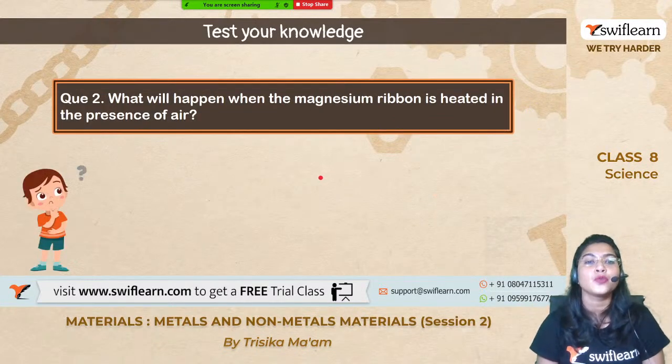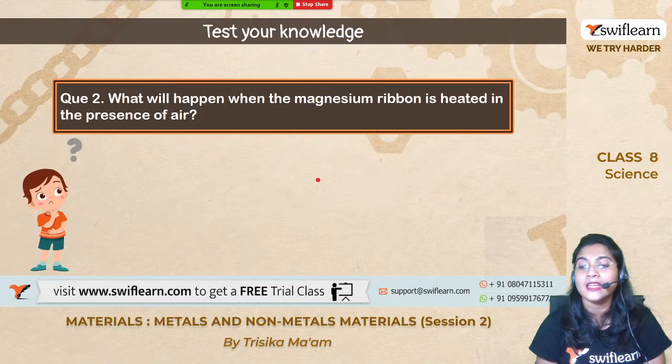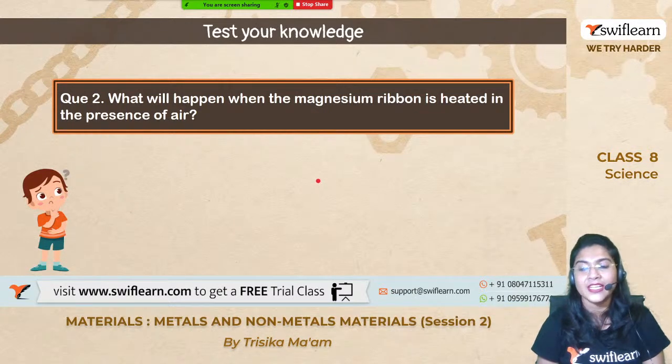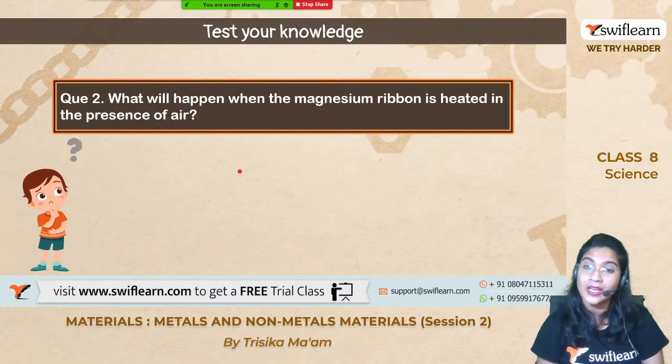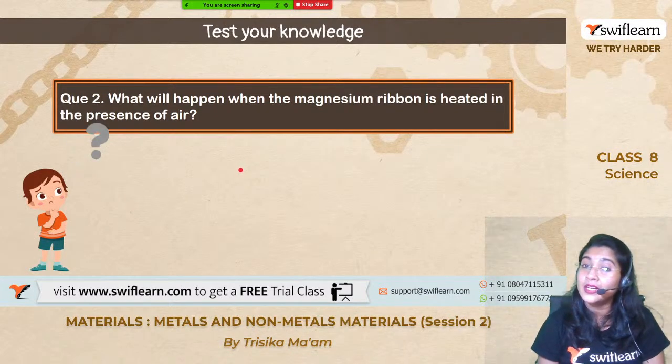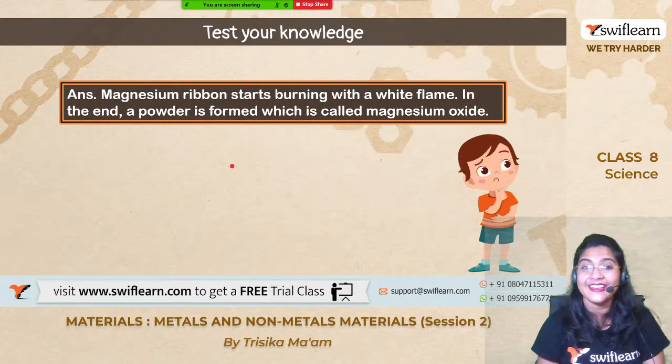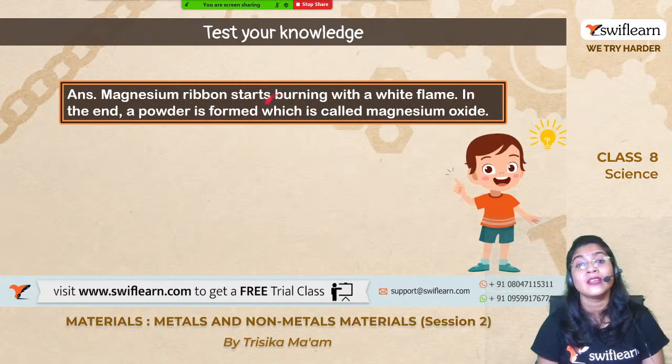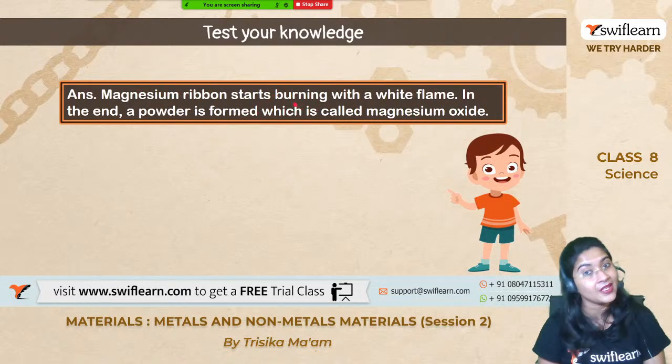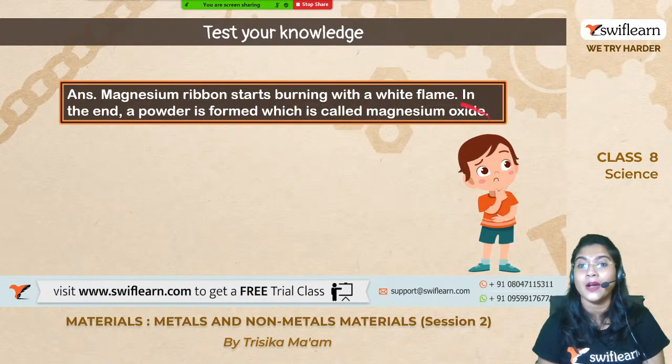Now let's move on to what will happen when the magnesium ribbon is heated in the presence of air. Who will tell me the answer? Magnesium is heated with the air. What is there in the air? Oxygen, right? So what will be the product? Magnesium oxide. Yes, the magnesium ribbon starts burning with a white flame in contact with the air and forms a powder which is magnesium oxide.